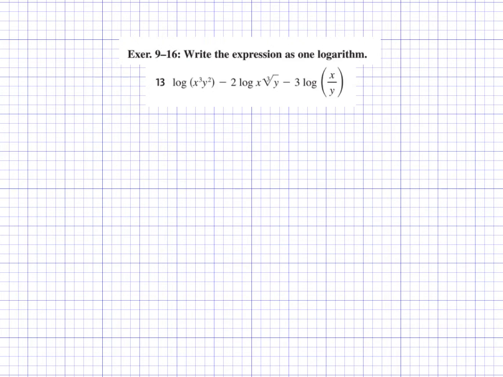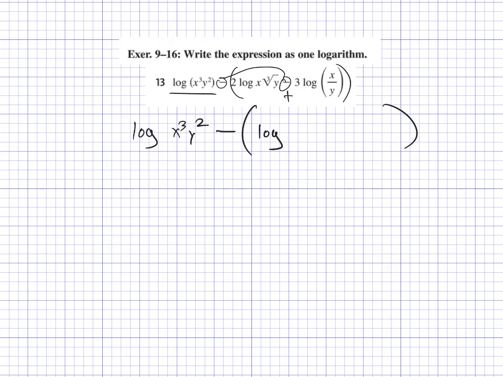Okay, so here again you have two minus signs, so I'm going to factor those two. Let's simplify this. So that's log base 10 of x cubed y squared minus what? Well, we have log, and again you factor out the minus, that becomes a plus left inside. So that would be log of x squared.